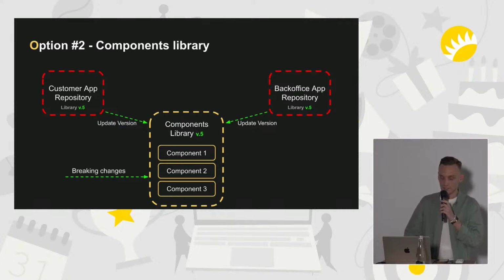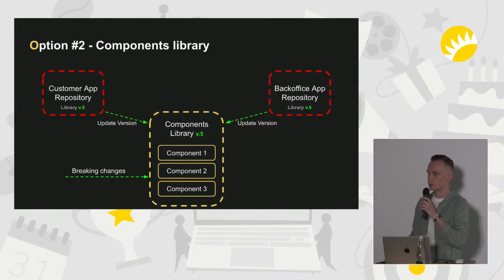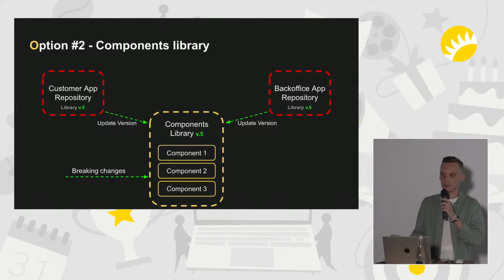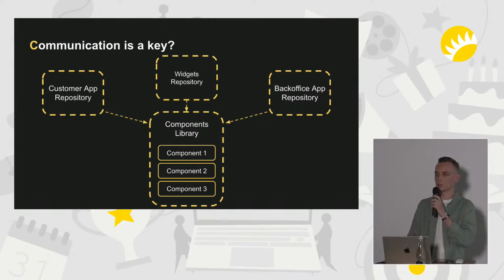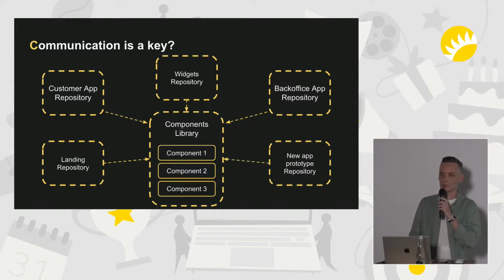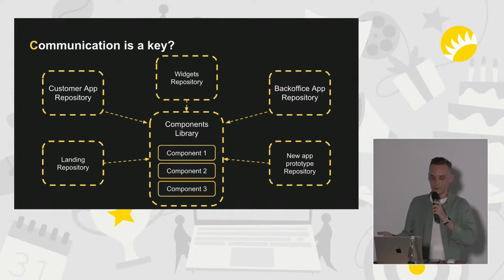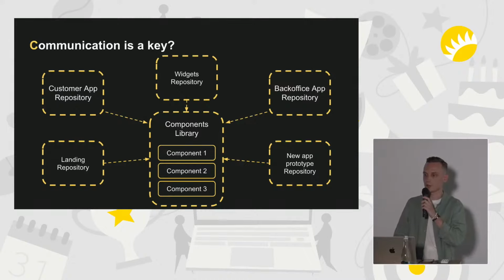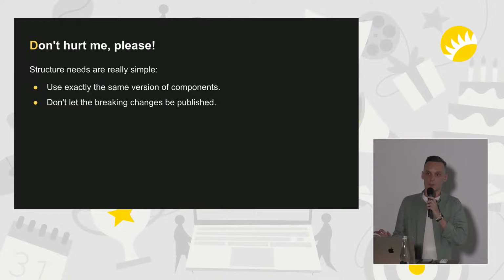And you might say we can easily fix this situation, just use proper team communication. And that's true, but we are going to build widgets to integrate our apps to affiliate platforms. And we will develop a variety of landing pages. And we will build new application prototypes. So it's just too difficult to avoid miscommunication in such a structure. But at the moment, we understand the basic requirements for our structure. We want to use the same version of components all the time, no matter what. And we don't want to let the breaking changes go live, and it would be perfect to detect them automatically.